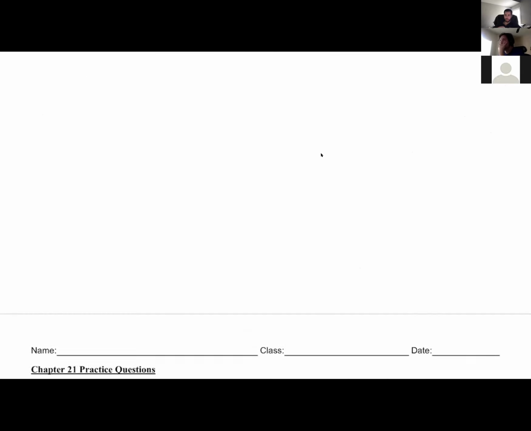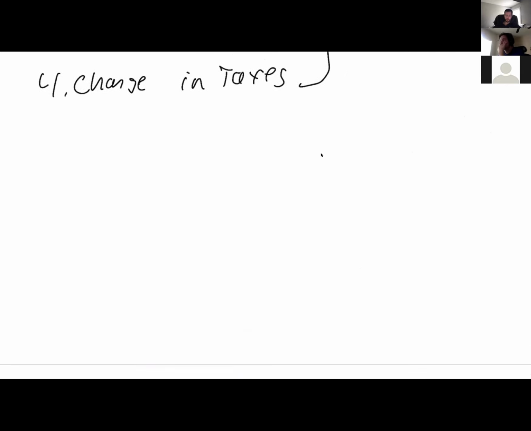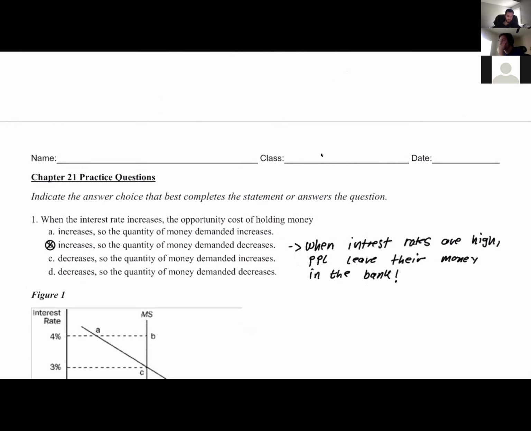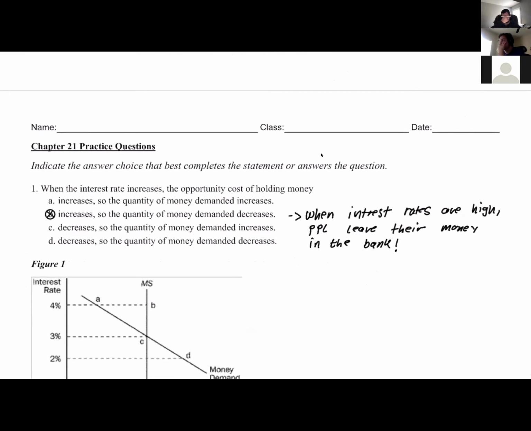So that's a very brief overview of what we're actually doing in this chapter. So number one, when the interest rate increases, the opportunity cost of holding money increases, so the quantity of money demanded decreases. I just basically put this in layman's terms.